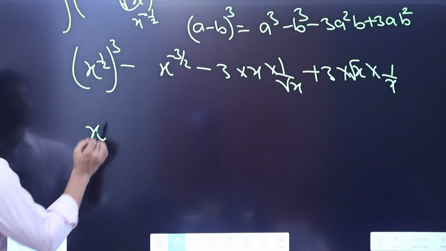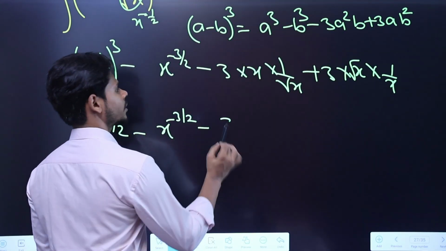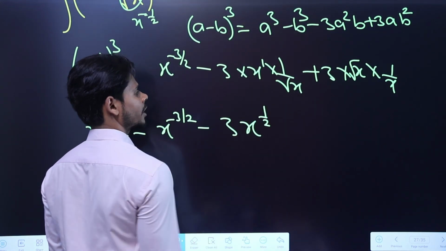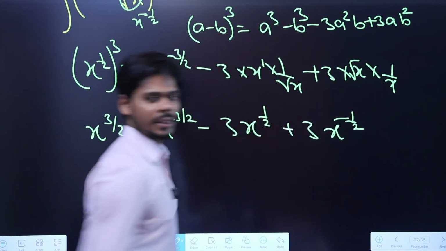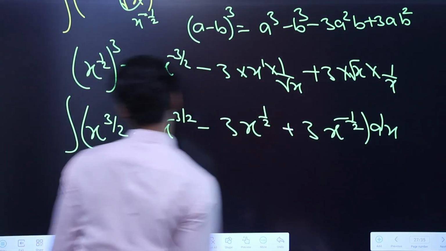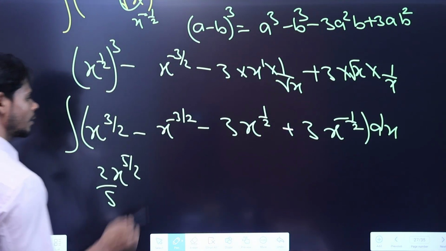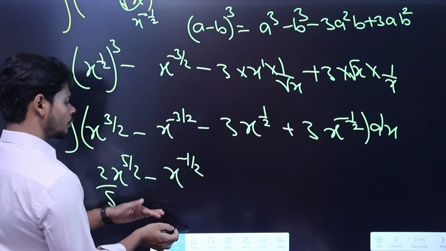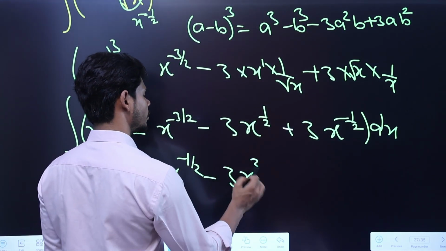So it will look like x raised to power 3 by 2 minus x raised to power minus 3 by 2, and here minus 3, x is 1 and the power is 1 by 2, so they will get subtracted to make it 1 by 2, then plus 3, and it will be x raised to power minus 1 by 2, right? Now we can easily find the integral of this function. So it will become x raised to power 5 by 2, and if I write 5 by 2, it will become 2 by 5, right? Minus x raised to power, if I add 1, it will be minus 1 by 2, and minus 1 by 2 if I write it will become plus 2, then minus 3 x raised to power, it will become 3 by 2.